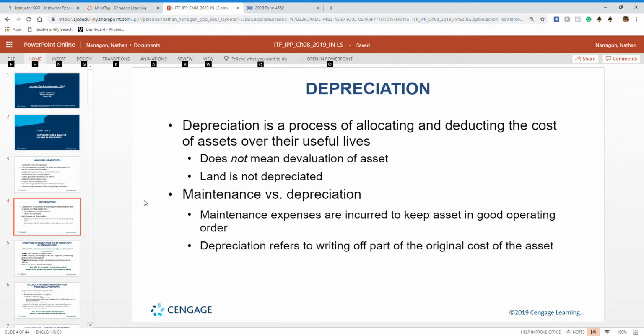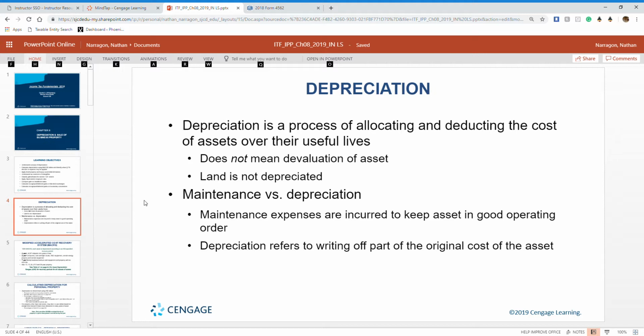This does not mean that the asset is being devalued. It still stays at its cost, but it has to do with us finally getting to expense out what we paid for it. The only one that doesn't ever depreciate is land. No matter how much we pay for land, we cannot expense it. It is stuck as an asset on our balance sheet, and that's just the way it goes, because land doesn't really deteriorate.